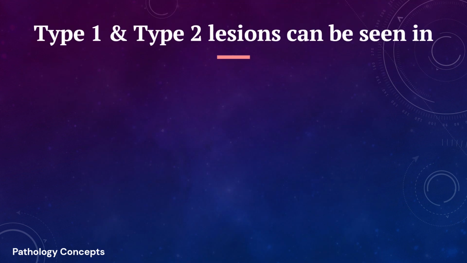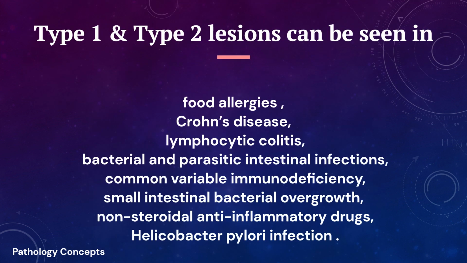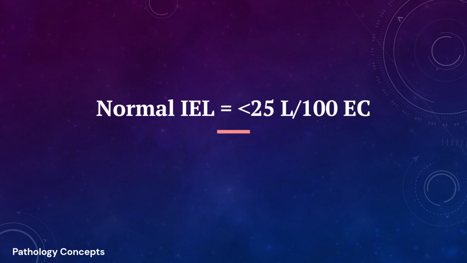These minimal lesions are seen in other causes like food allergies, Crohn's disease, lymphocytic colitis, bacterial and parasitic intestinal infections such as Giardia, common variable immunodeficiency, small intestinal bacterial overgrowth, non-steroidal anti-inflammatory drugs, and Helicobacter pylori infections. The normal intraepithelial cutoff has been established to be less than or equal to 25 lymphocytes per 100 epithelial cells, better identified with CD3 immunohistological stain.